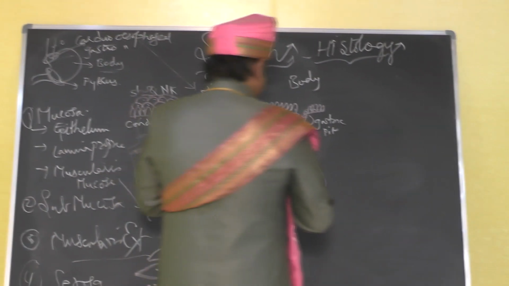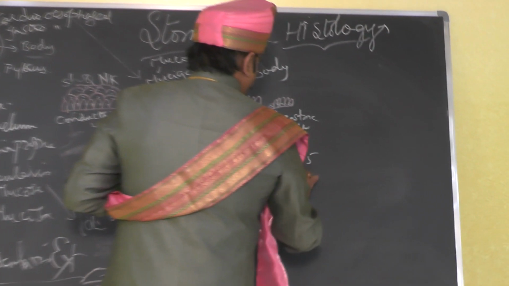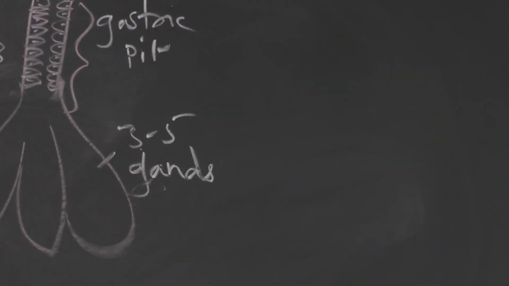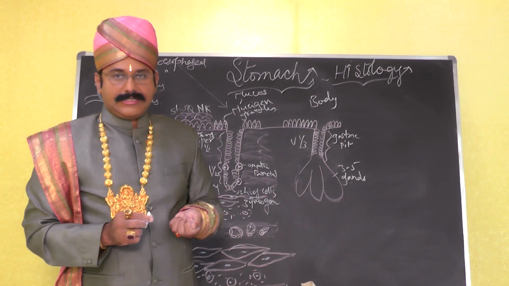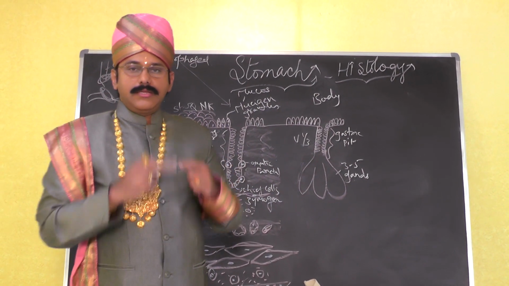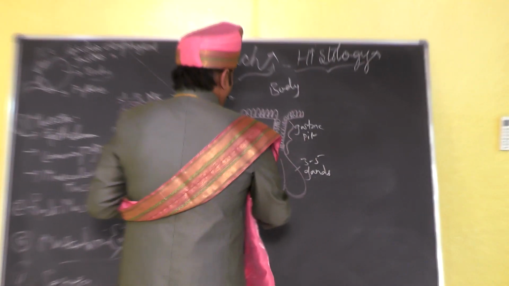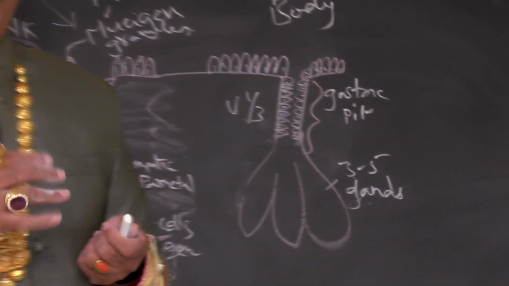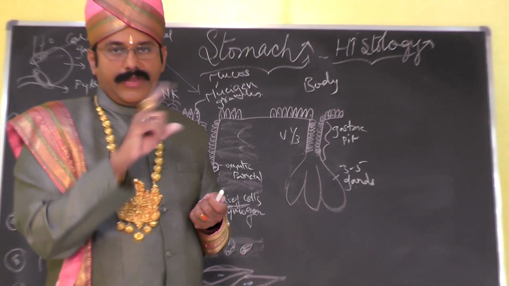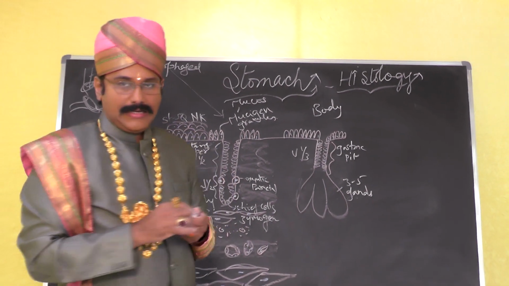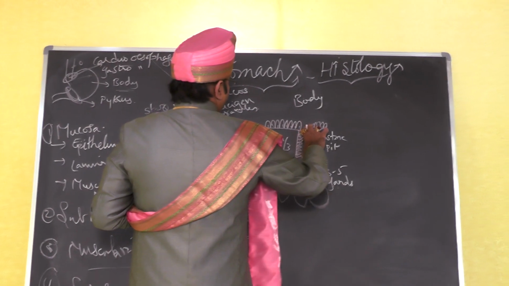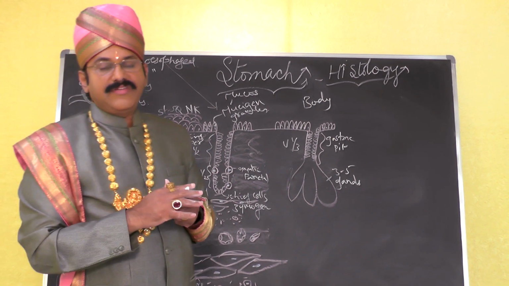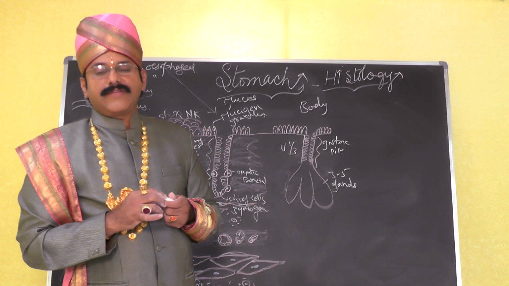So you have 3 to 5 gastric glands which are opening in one single pit. These are 1, 2, 3 gastric glands opening in a single gastric pit. Like that we may even have 7 gastric glands all opening in one gastric pit. So this gastric pit is nothing but the upper 1/3 of that epithelium that had dipped into the lamina propria, occupying the upper 1/3 of the lamina propria.